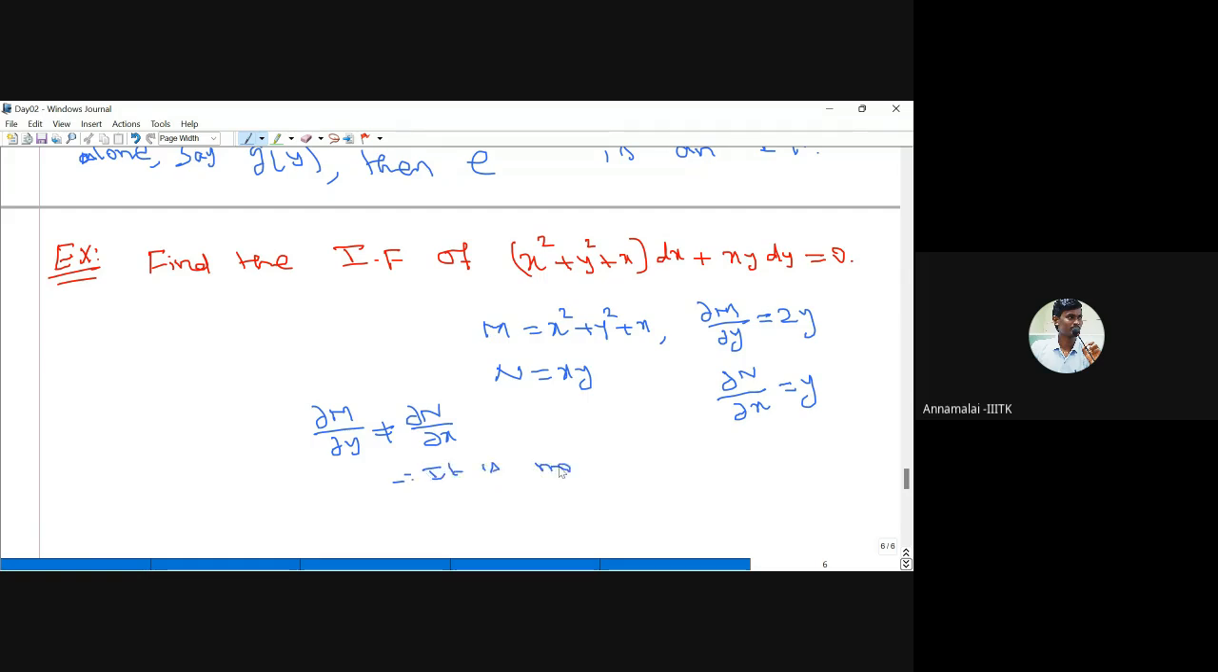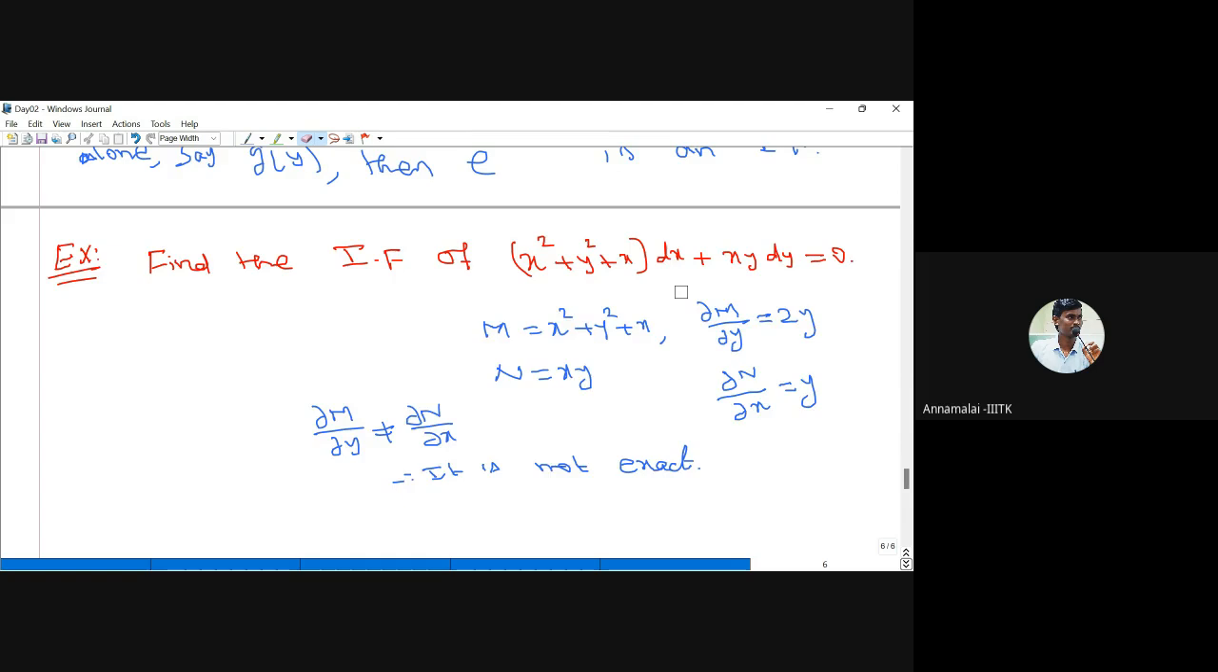So you have to find the integrating factor. Now, which rule do we have to use? Anyway, this is not homogeneous, because if you replace x by lambda x, you'll get lambda square x square and lambda square y square here, but here we get just lambda x. Anyway, here we get lambda square xy. But this is not a homogeneous equation.